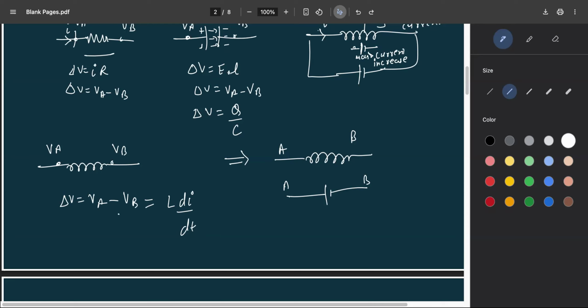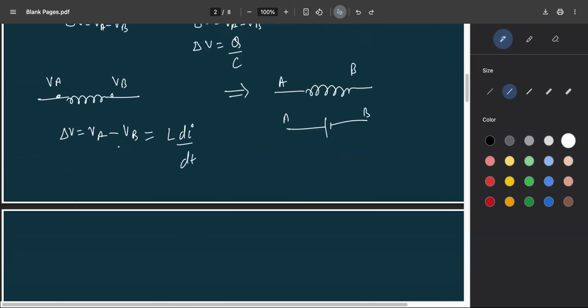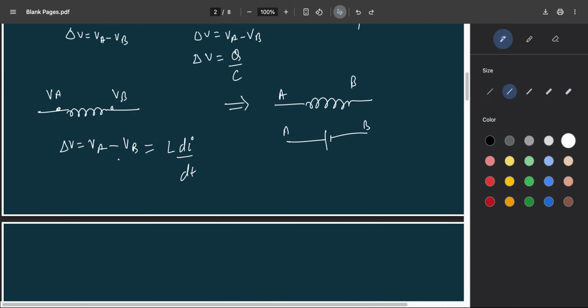Be careful with the sign convention by using Lenz's law. So look, I can simply say if your current is increasing, then your EMF will be in this way.